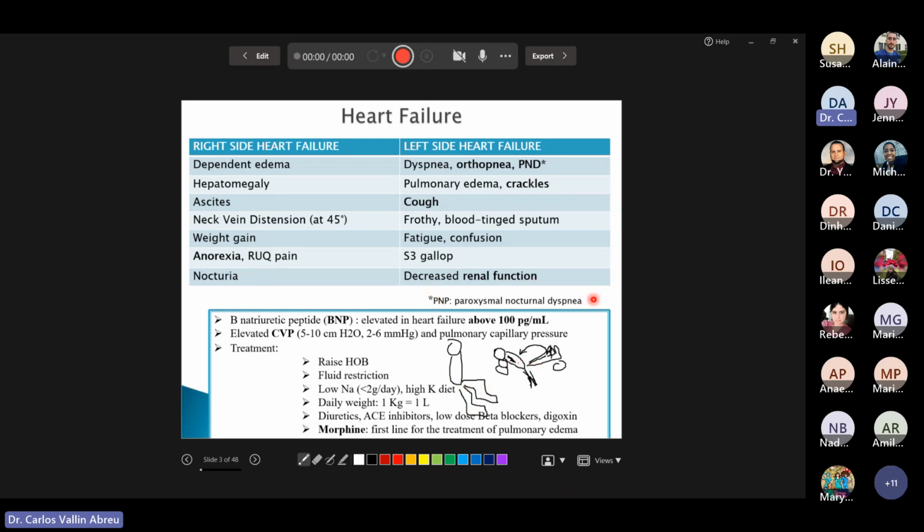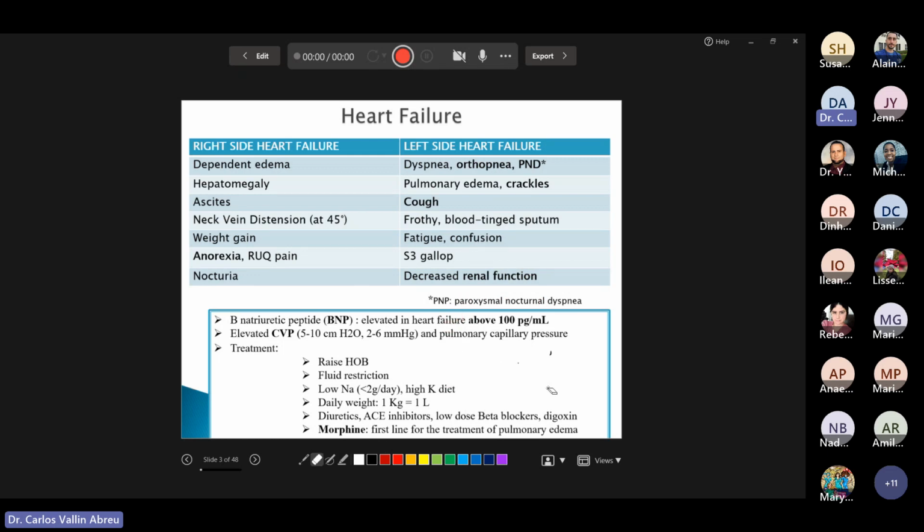Oh yes, this is the client that goes to bed, and then when the edema of the legs is reabsorbed, the liquid that was in the legs is now in the lung. The liquid in the legs doesn't impair the breathing, but now the liquid in the lung impairs the breathing. That's why the dyspnea is paroxysmal, because the patient wakes up suddenly, very short of breath. Okay, easy. You don't need to complicate that.